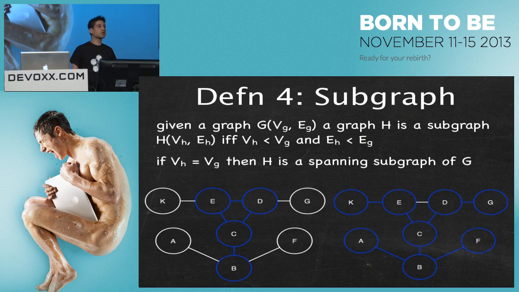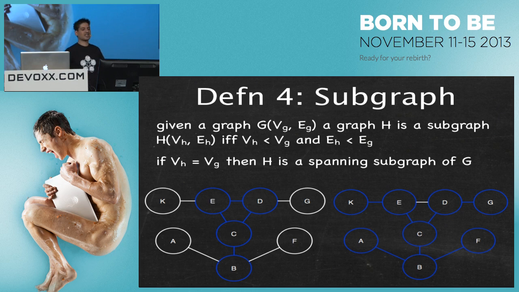So now we know what a graph is. What else can we look at in a graph? Well, what if we look at a smaller part of the graph? So what we say is that for any graph, G, there's a subset of its vertices and its edges. And as long as they are consistent and form a graph in themselves, we call that a subgraph.